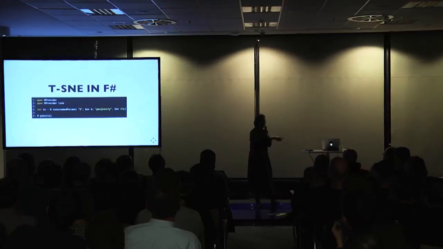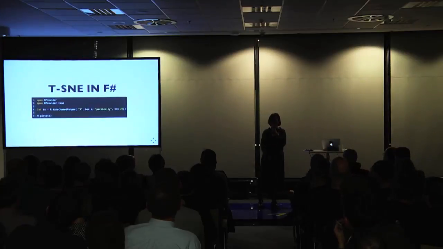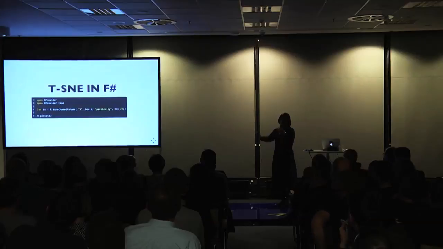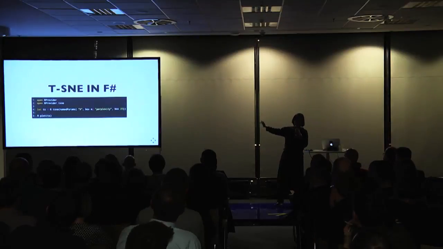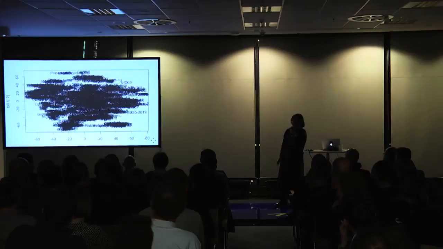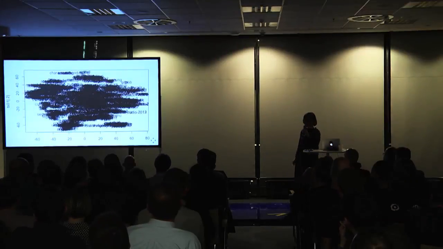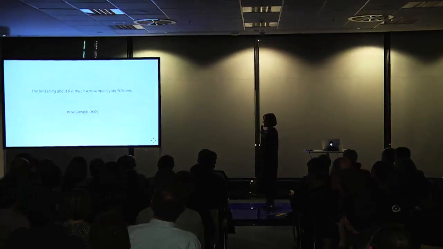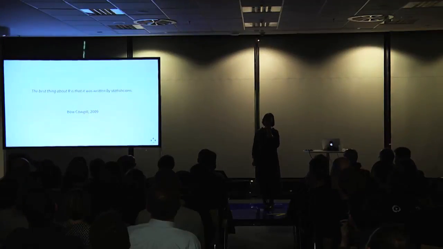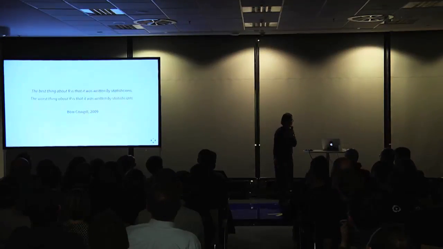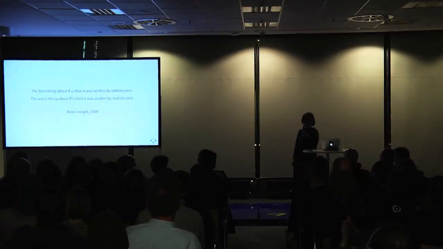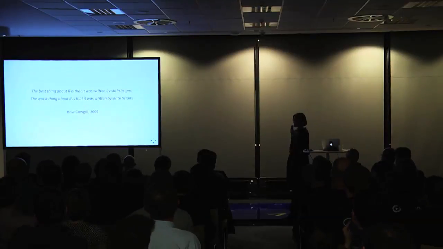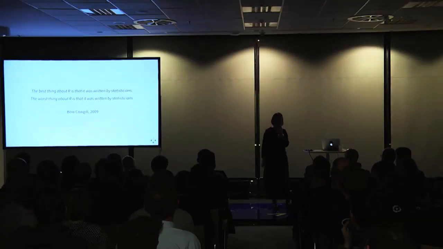I won't be running it here because this takes a bit of time. Well, the last line is actually plotting it. How does it look when I plot it? Like this. So this is actually visualizing similarity between tags on Stack Overflow. Very nice, right? Because the thing with R is that the best thing about R is that it was written by statisticians, and the worst thing about R is that it was written by statisticians. So some of the things are very nice. You can just call a function for anything, but in some other ways it's not that great.